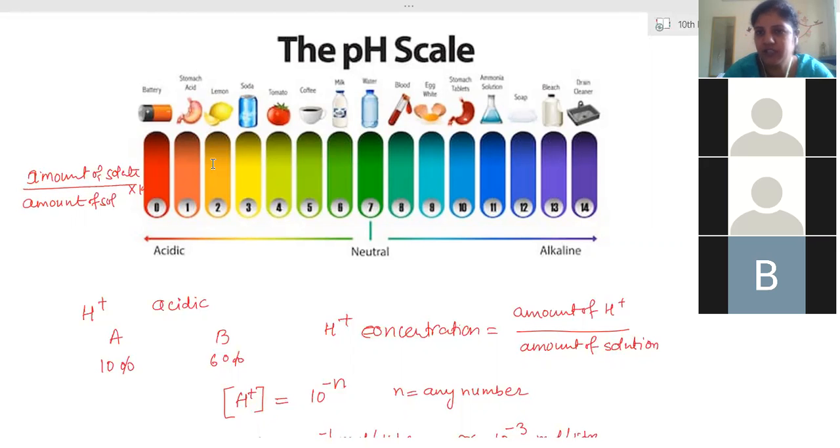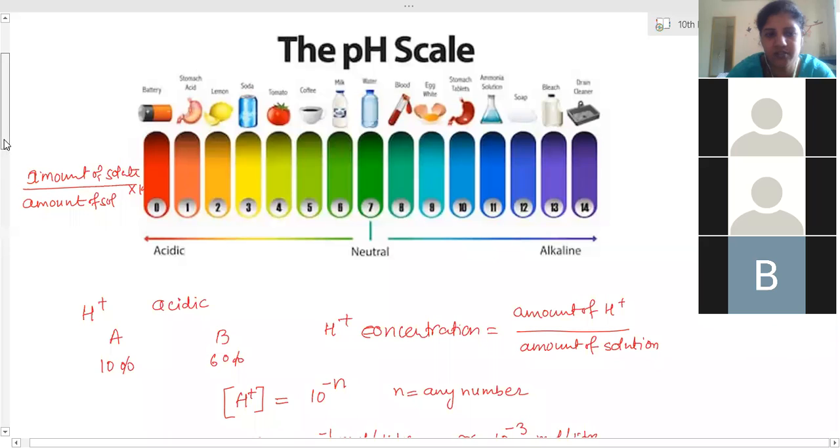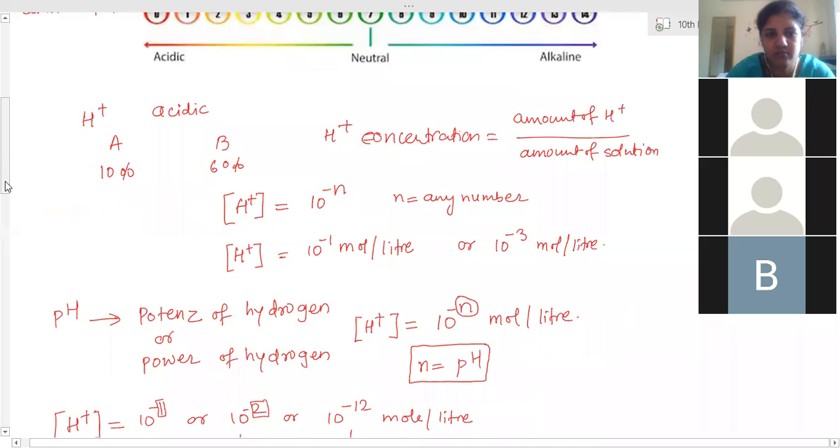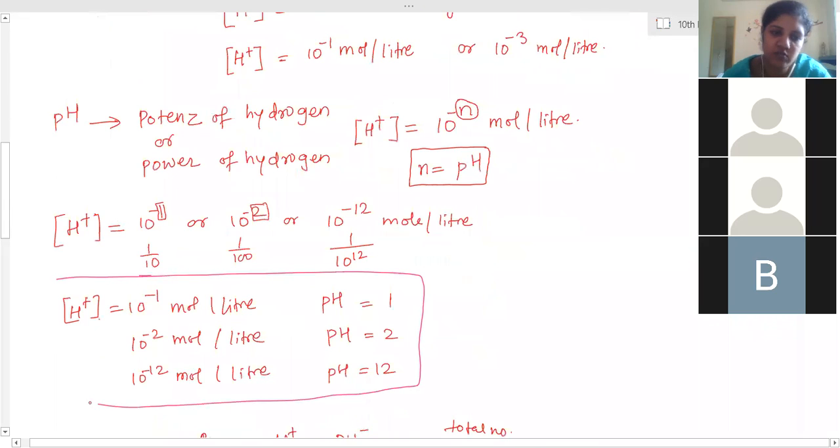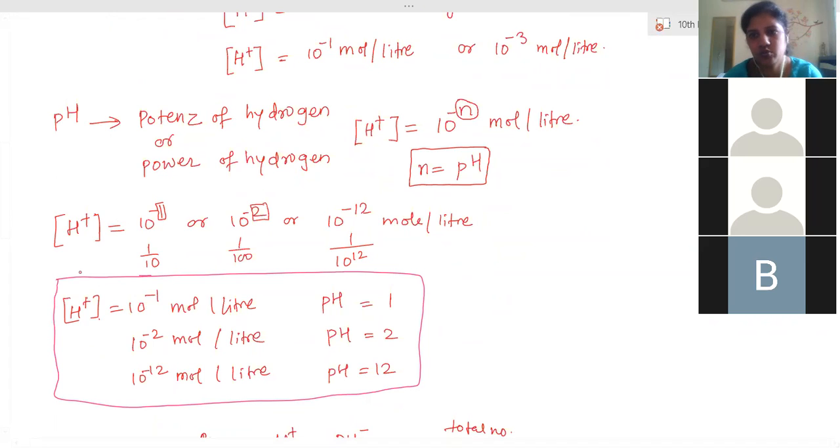Now next slide. For example, if H plus ion concentration is 10 to the power minus 1 mole per liter, then pH is 1. If H plus ion concentration is 10 to the power minus 2 moles per liter, then pH is equal to 2.